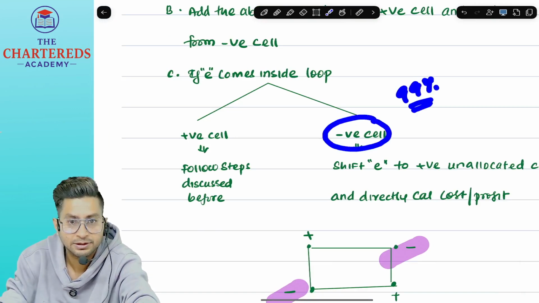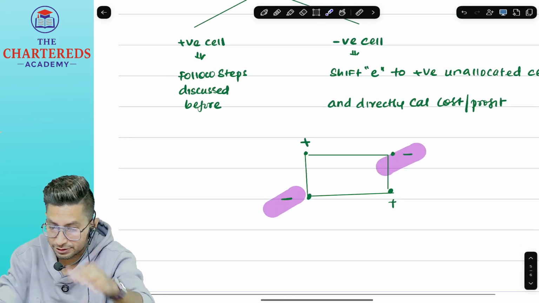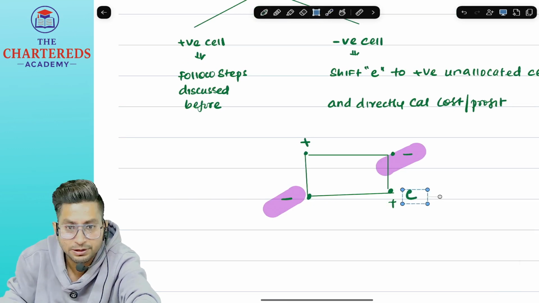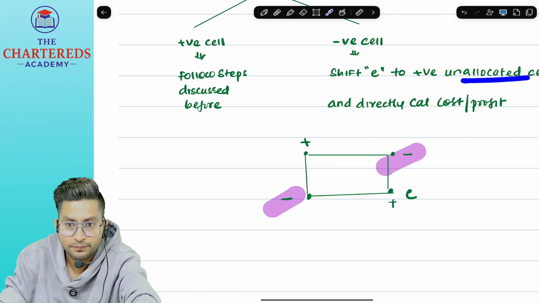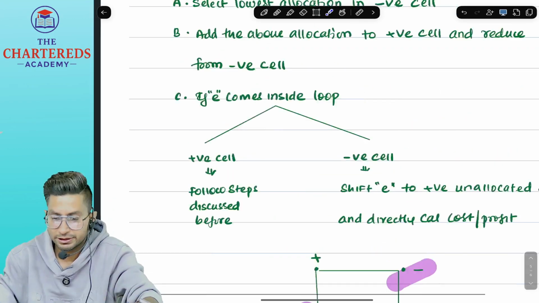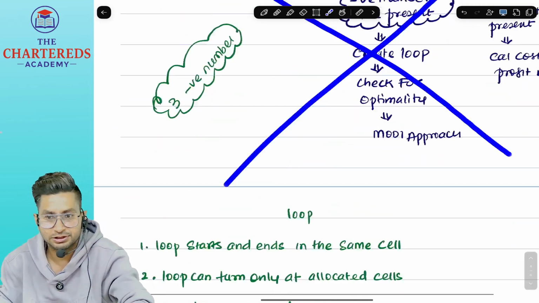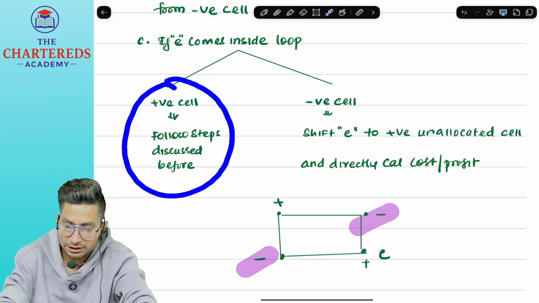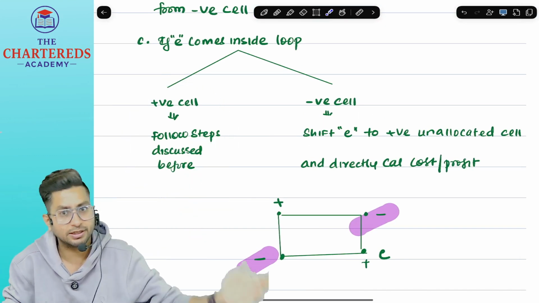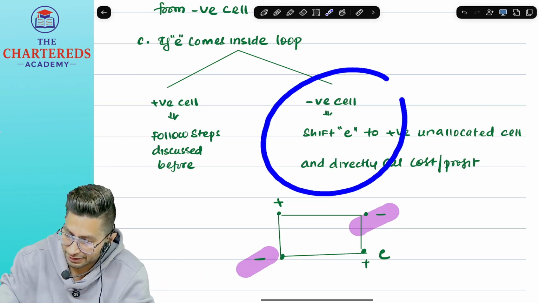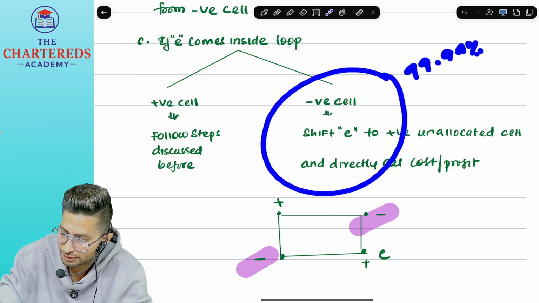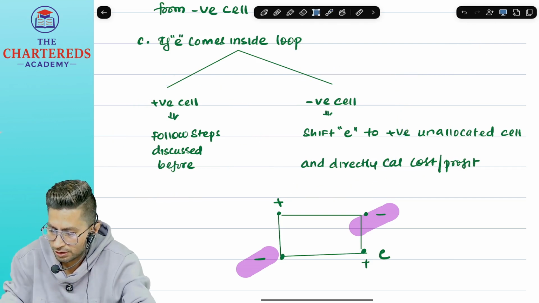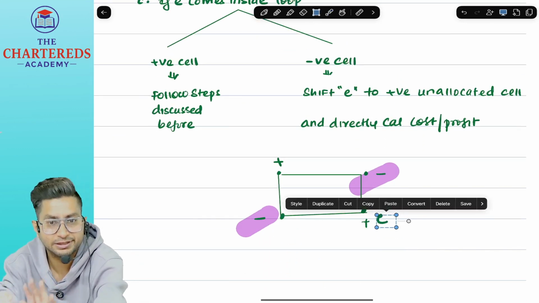But if you are lucky, and in 99% of the cases you will be lucky, epsilon will come in which cell? If epsilon comes in the negative cell, what will I do? Just take it out of the negative cell and keep it in the positive unallocated cell. After that, no need to do anything. Directly calculate the cost or profit. So if it is coming in the positive cell, all steps again and again you have to keep doing. But if it comes in the negative cell, do you need to do everything again or directly calculate the cost? Just shift it from the negative to the positive cell and calculate the cost. You will get the perfect answer.